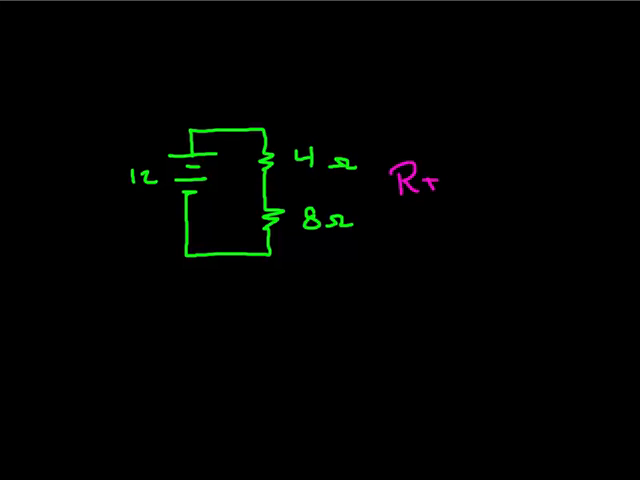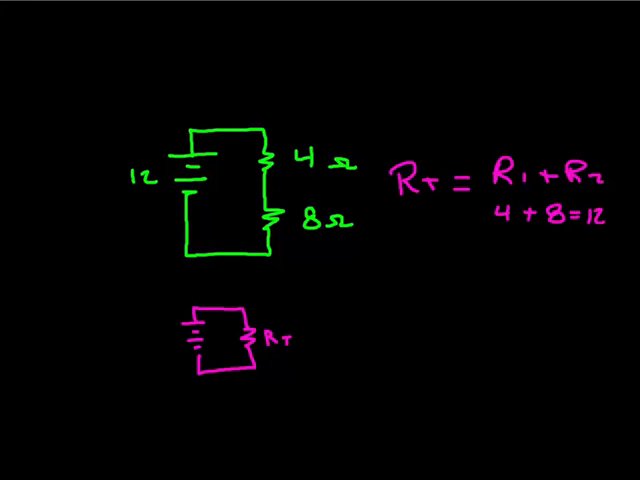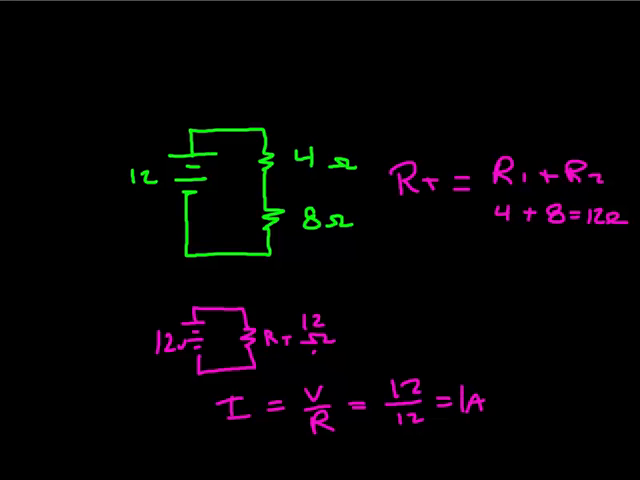Remember RT? Remember I showed you earlier you could draw equivalent circuits? This is nothing more than this circuit right here drawn like this, RT. So RT in this case, remember, is R1 plus R2. In this case, 4 plus 8 equals 12 ohms. So RT here is 12 ohms of resistance. Now we know something we can calculate, right? If this is 12 volts and this is 12 ohms, I is equal to V over R, right? 12 divided by 12 equals 1 amp of current flowing through this circuit back here.